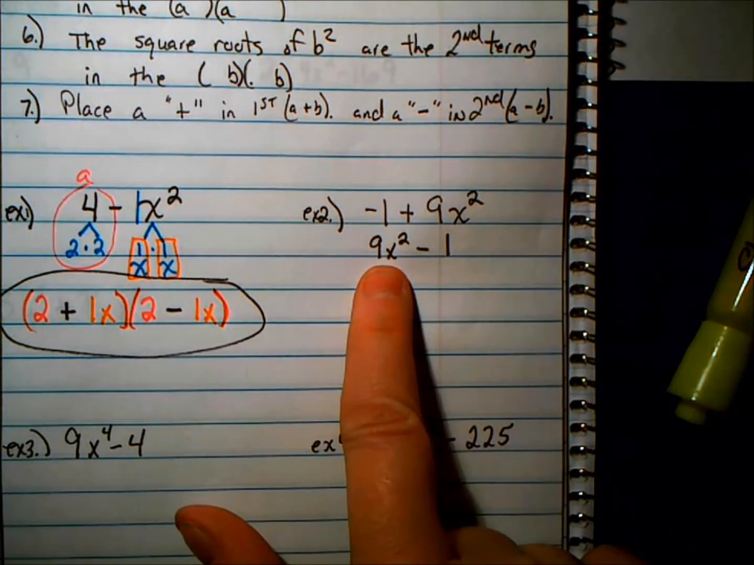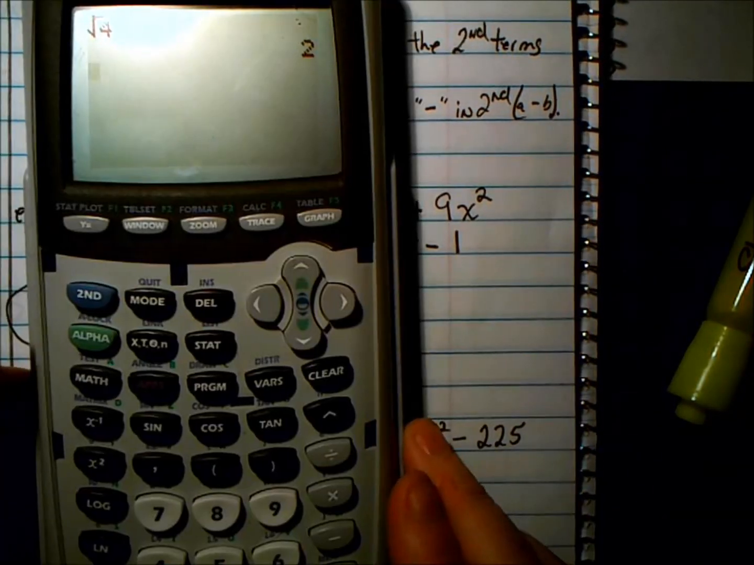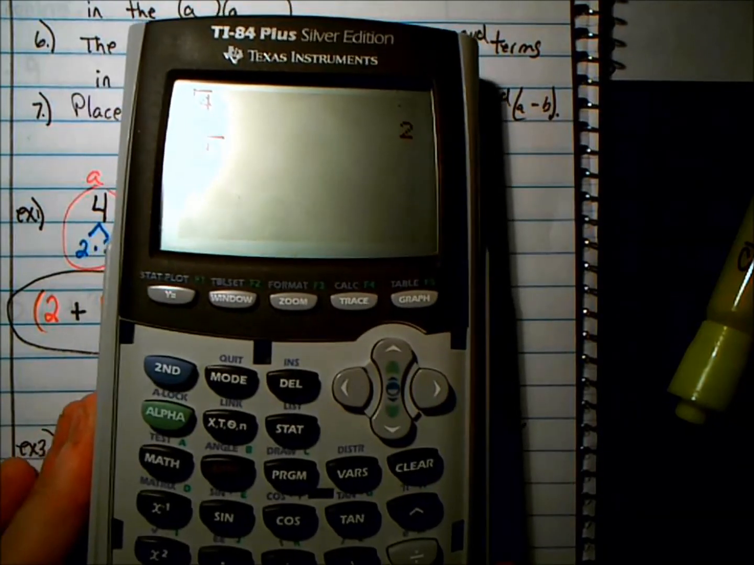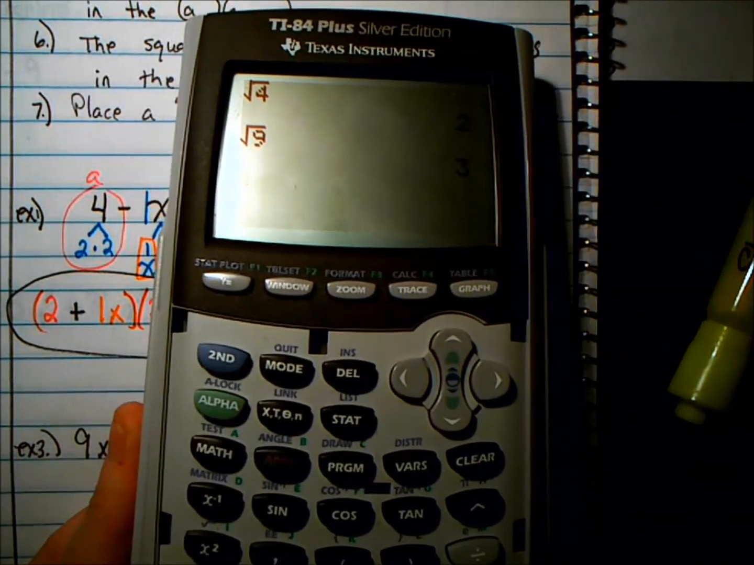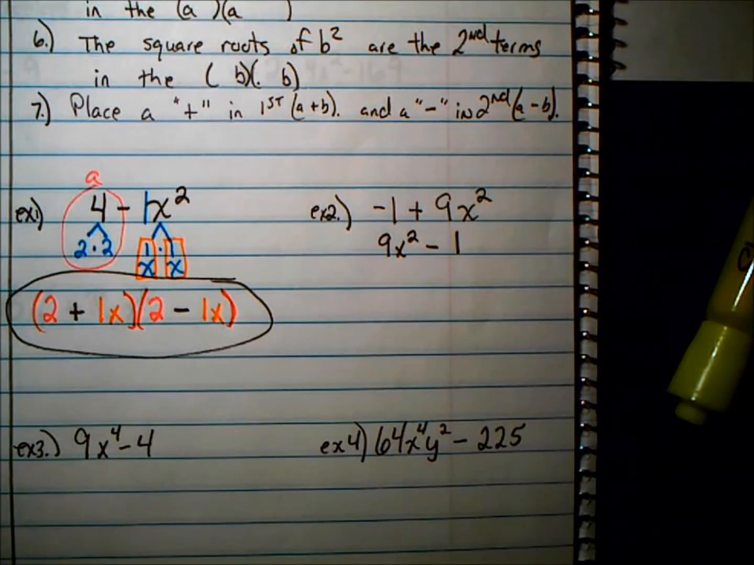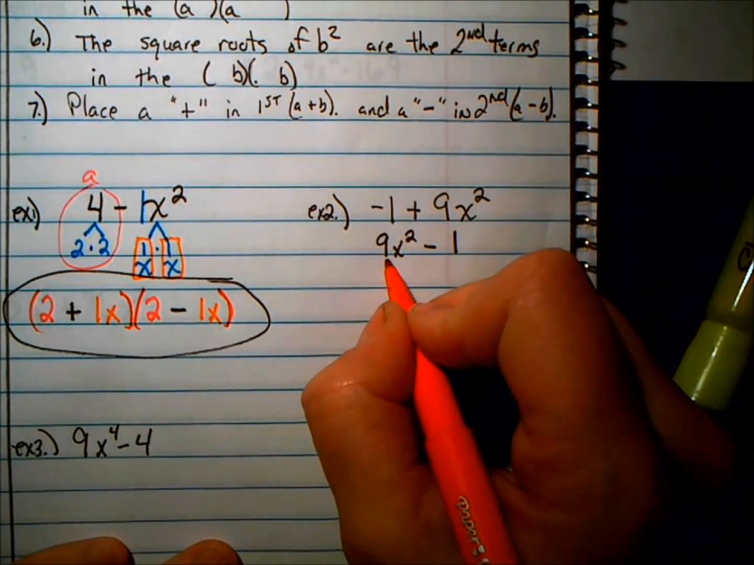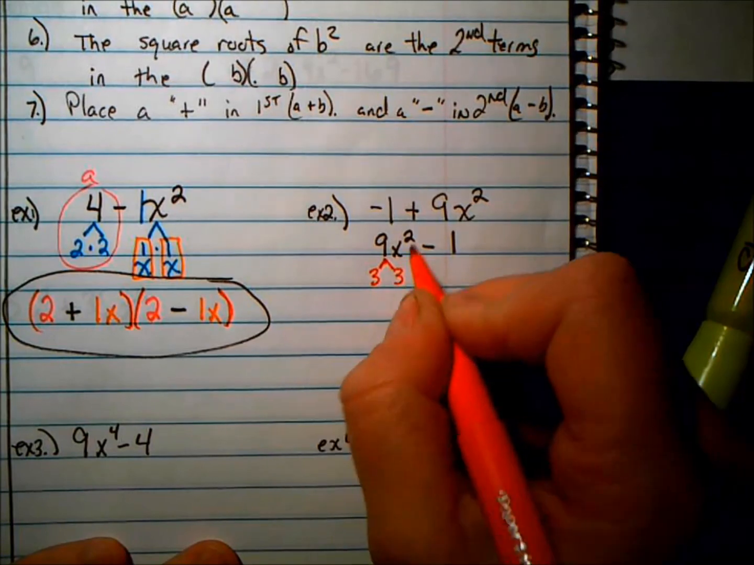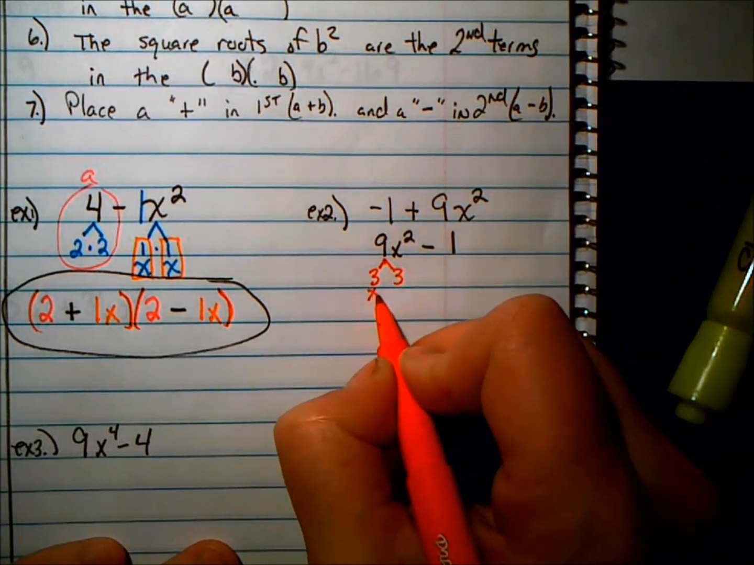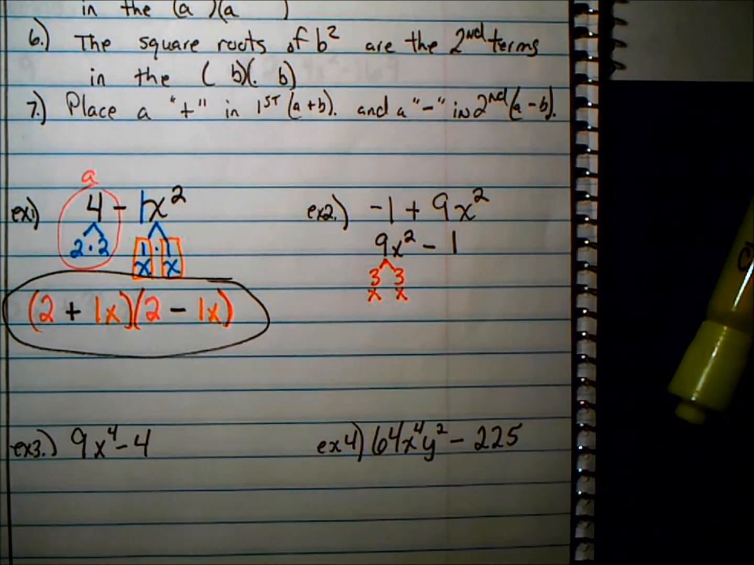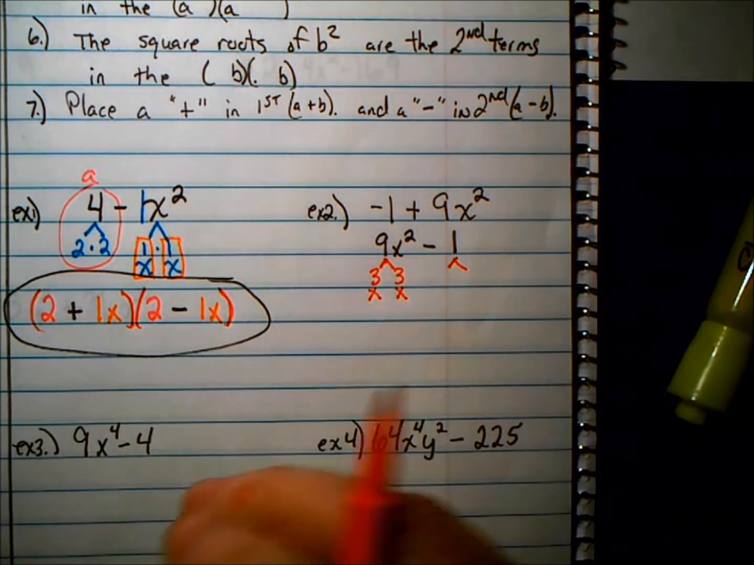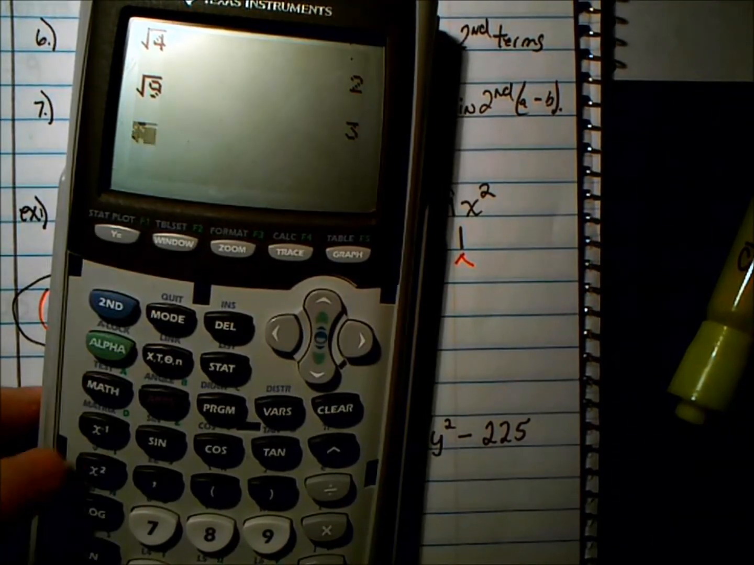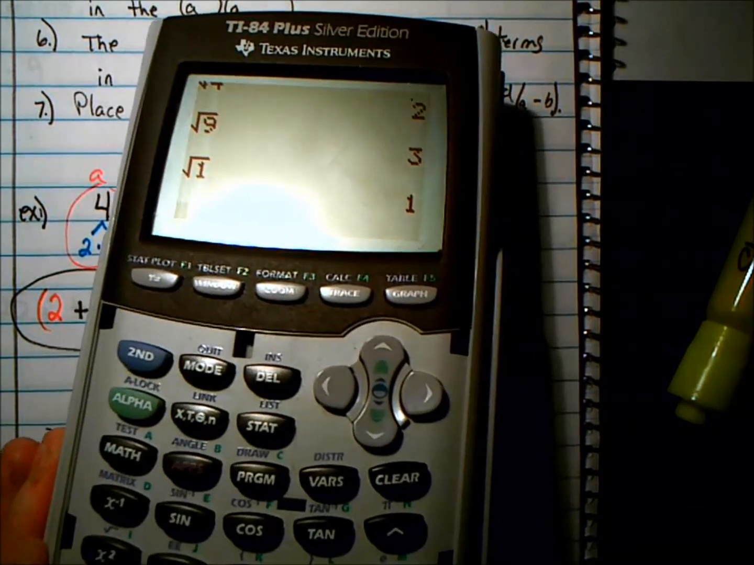Now, I want to take the square root of 9. You should know this, but if not, put the square root of 9 in your calculator. Do not put the x, just the 9, and it splits into a pair of 3's. Notice I have x squared, so I'm going to split my x's up equally so that I have one each. And then I have a 1. Well, the square root of 1, in case you didn't know, is just the number 1.